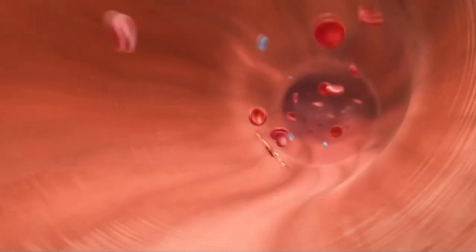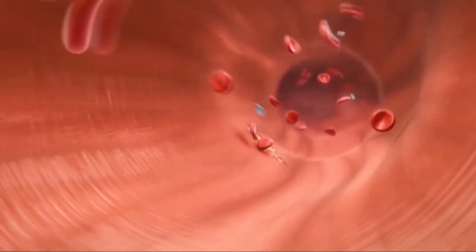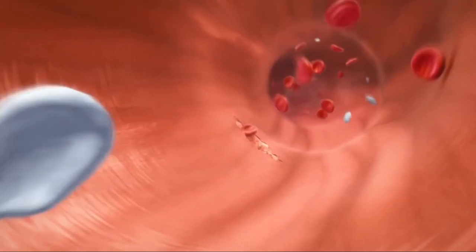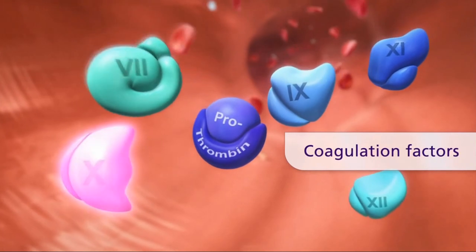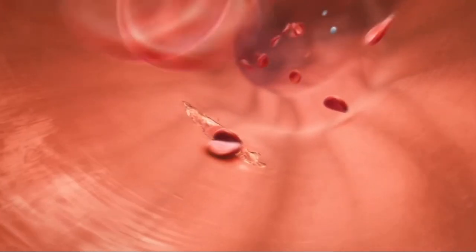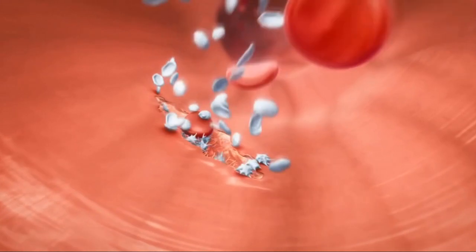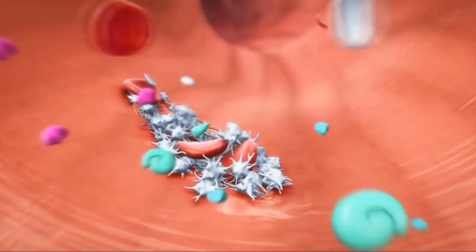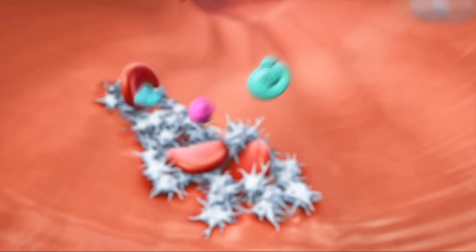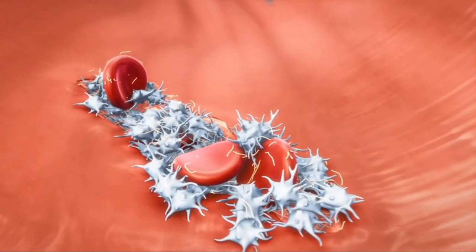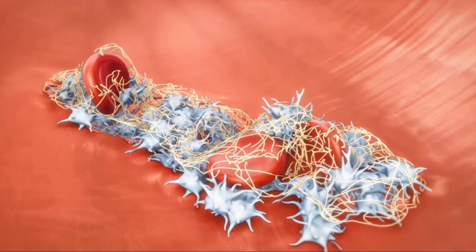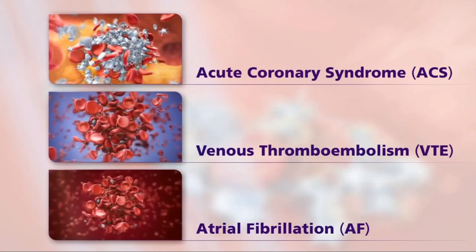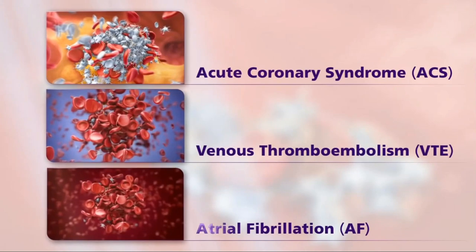Even under physiological conditions, a small tear can appear in the wall of a blood vessel. In order to prevent blood loss, platelets and coagulation factors, such as the pivotal factor 10, acting in a coordinated manner, close this wound. The platelets are responsible for a first sealing of the tear. Then, a number of coagulation factors are activated, leading to the formation of fibrin strands which stabilize the growing clot. These processes can also be triggered inappropriately and play a major role in the pathology of ACS, VTE, and AF.